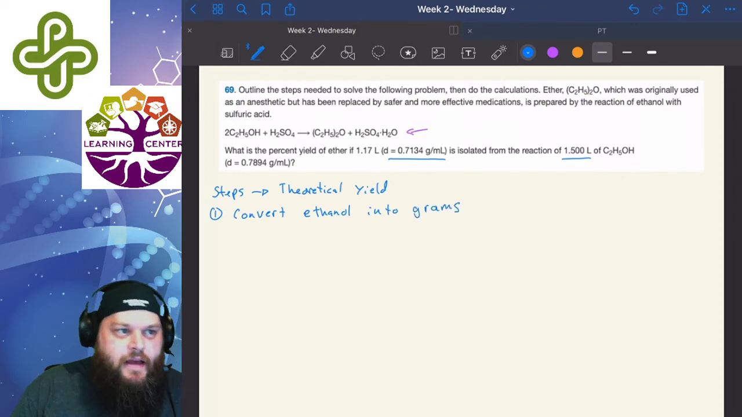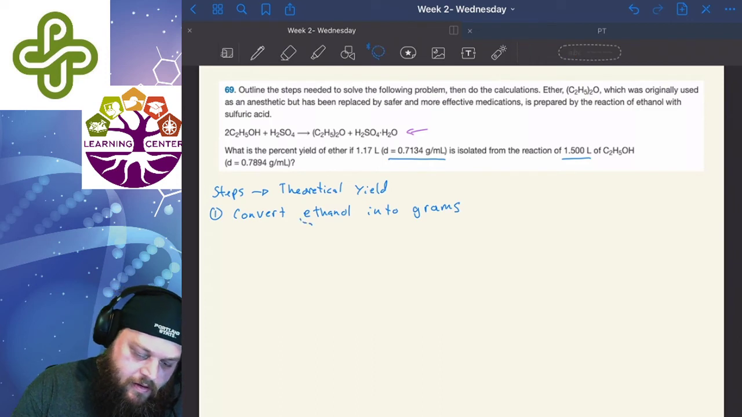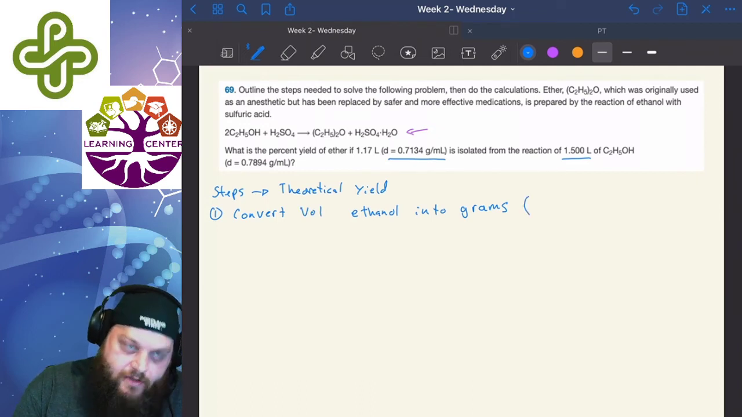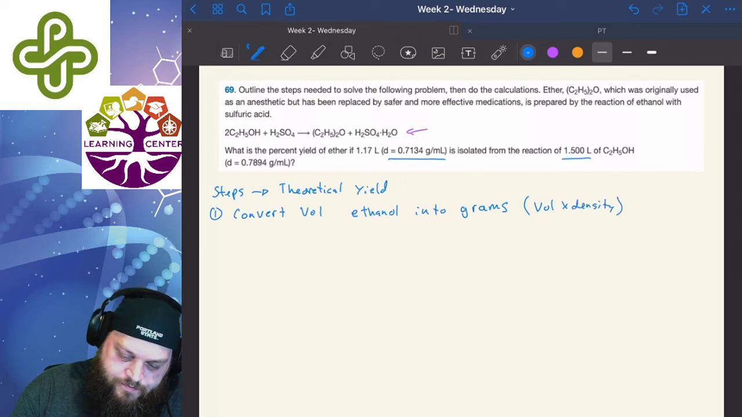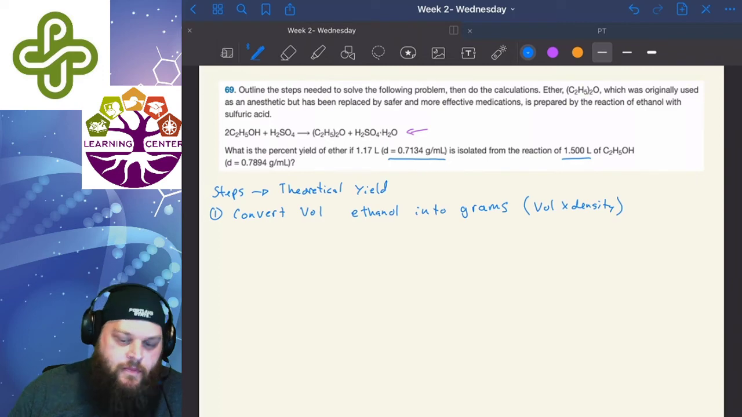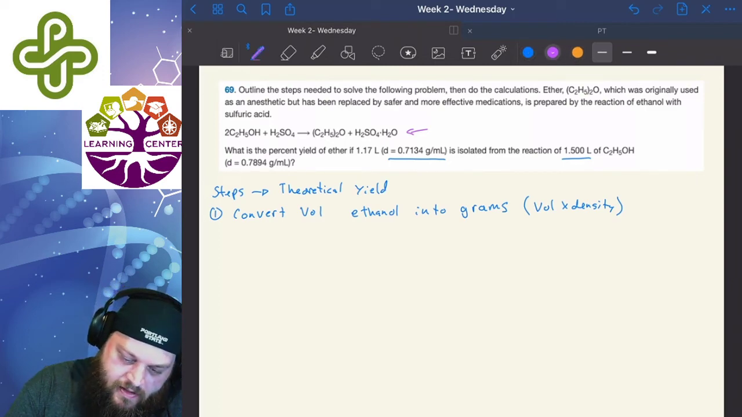And I'm going to do that because I'm converting a volume, the volume of ethanol, into grams. And I do that by taking that volume and multiplying by the density. Because density is grams per liter and volume is going to be in liters, those liters cancel out and we're left with grams. I can write that. So that's liters times grams per liter equals grams.